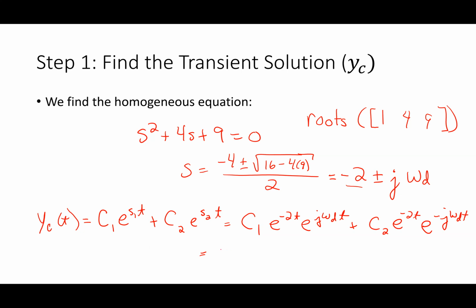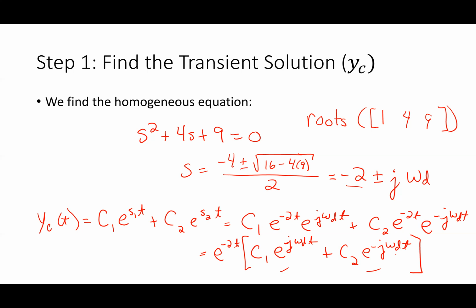e to the negative 2t. So I get an e to the negative 2t in front of everything. And then I have C1 e to the j omega t plus C2 e to the negative j omega t. Now, if C1 and C2 were the same magnitude, what would be true about those two vectors right there? This is a vector here, and this is a vector here. If C1 and C2 had the same magnitude, what would be true about that statement?